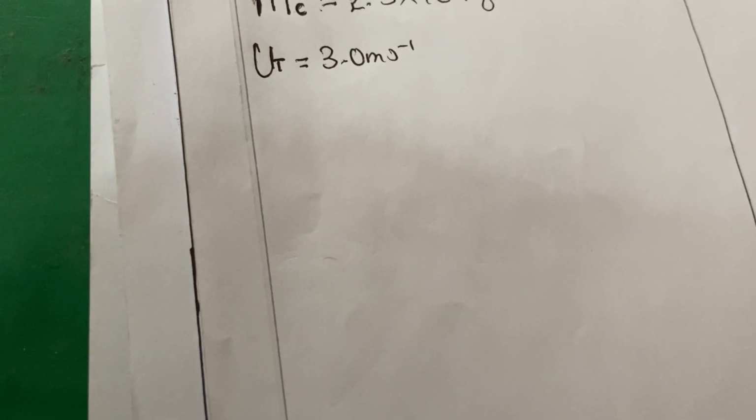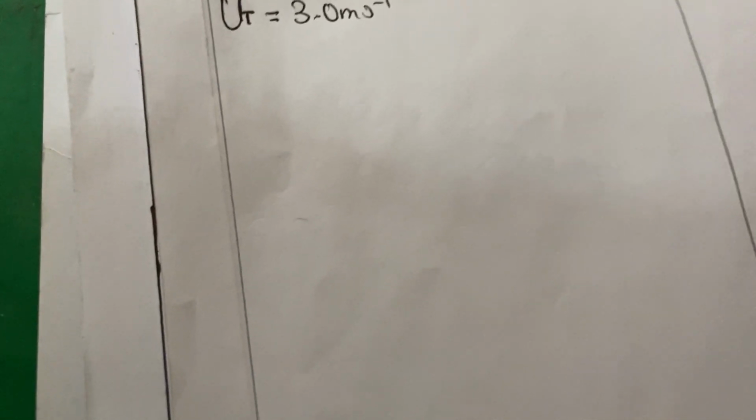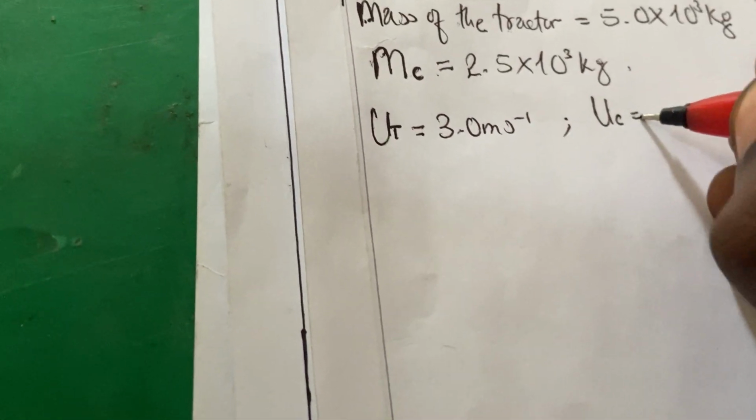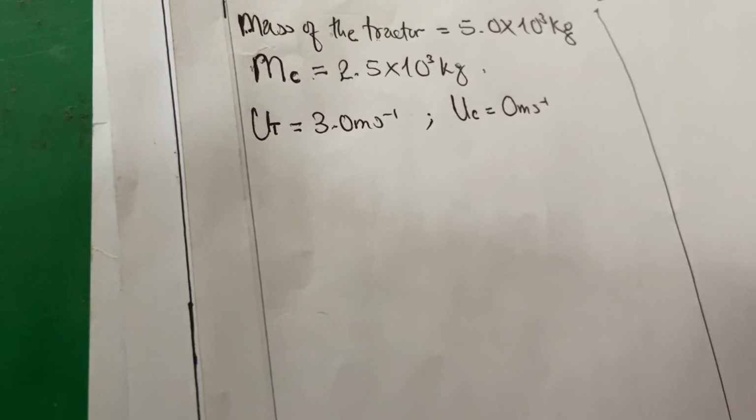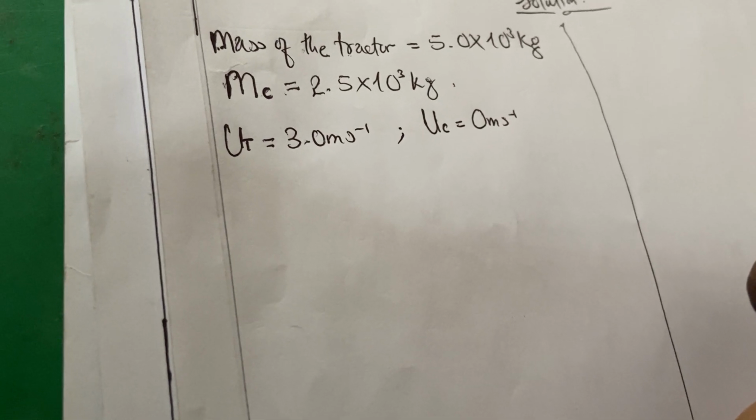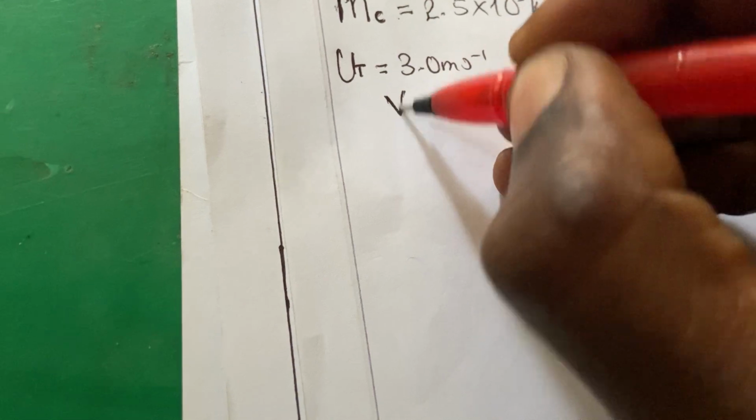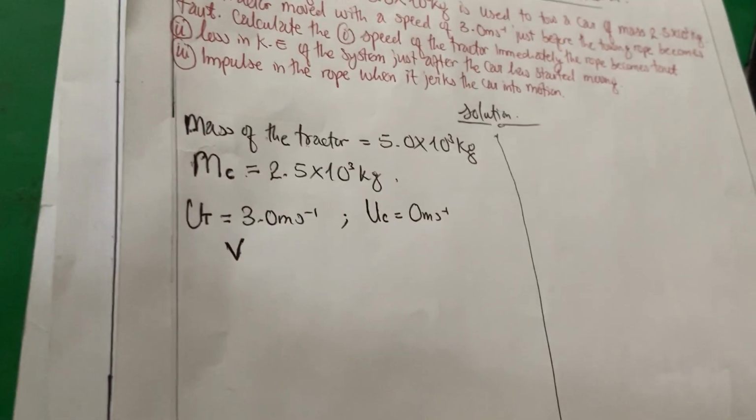So we're asked to calculate the speed of the tractor immediately the rope becomes taut. It means that our car is actually at rest, so the initial velocity of the car is 0 meter per second. We are asked to find the final velocity. It's just like what we solved initially, so I'm going to go straight.